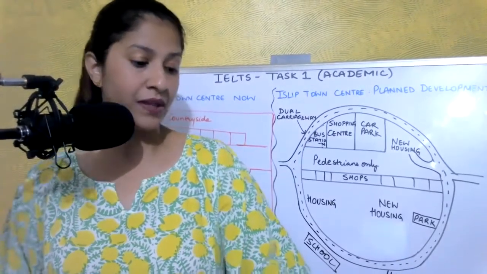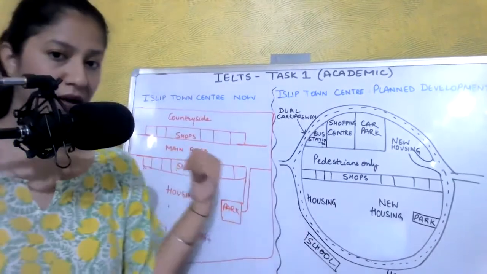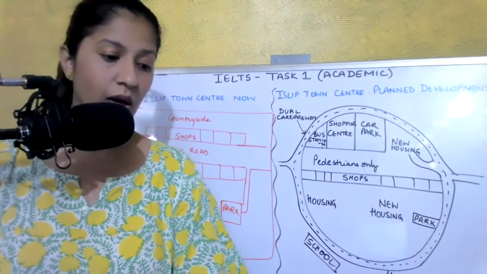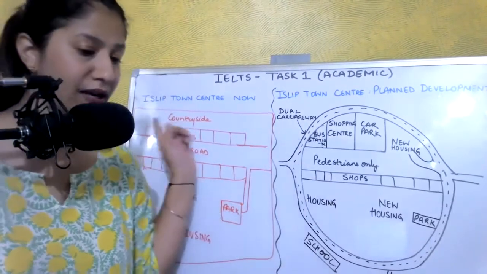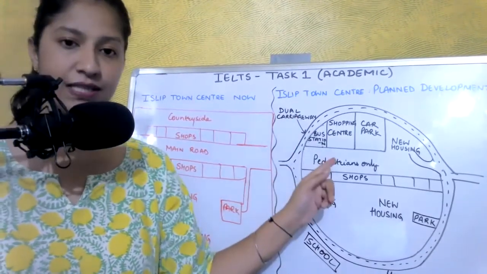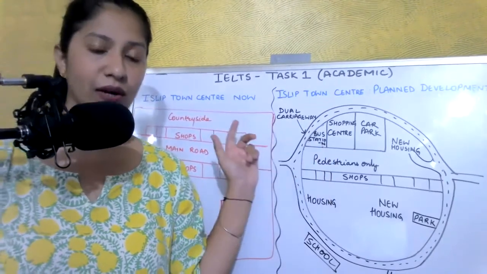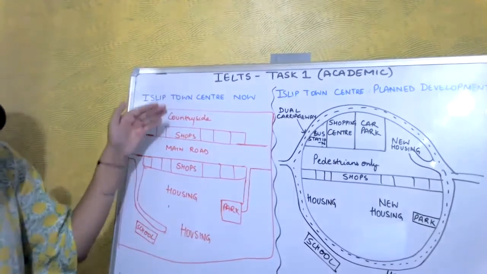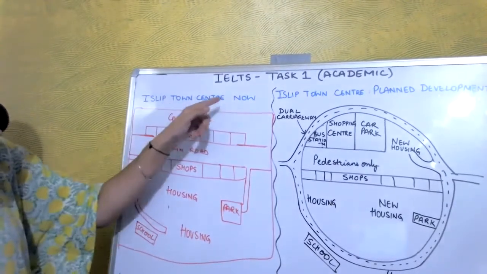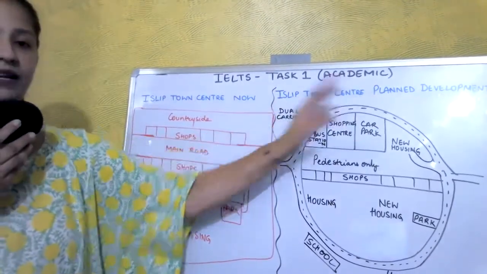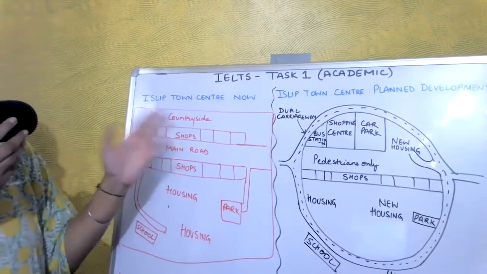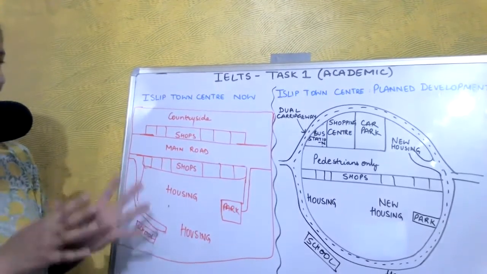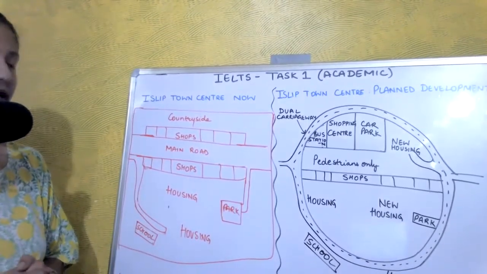Listen carefully. The maps below, which I've drawn here, show the center of a small town called Islip as it is now and plans for its development. That means in your task one, there are two maps given. One as it is now, that is Islip Town Center now, and one is a planned development program for Islip Town Center. Now, this is it, and we have to start writing our task one.